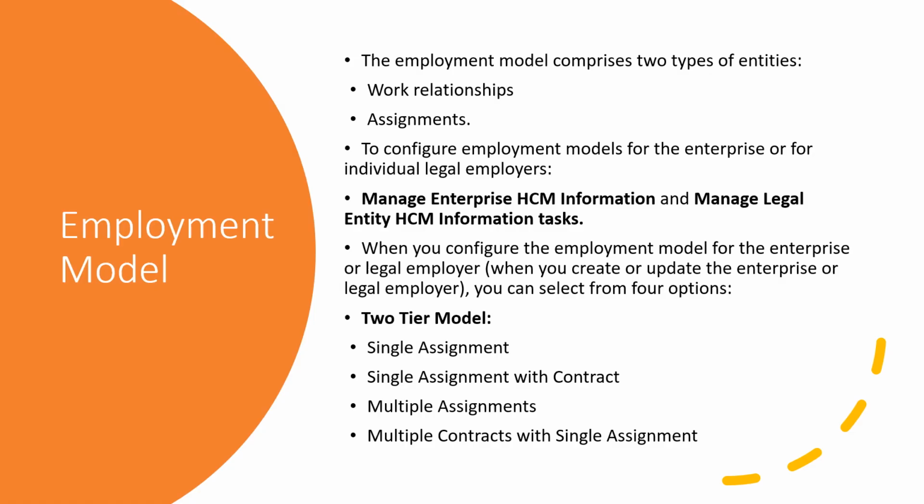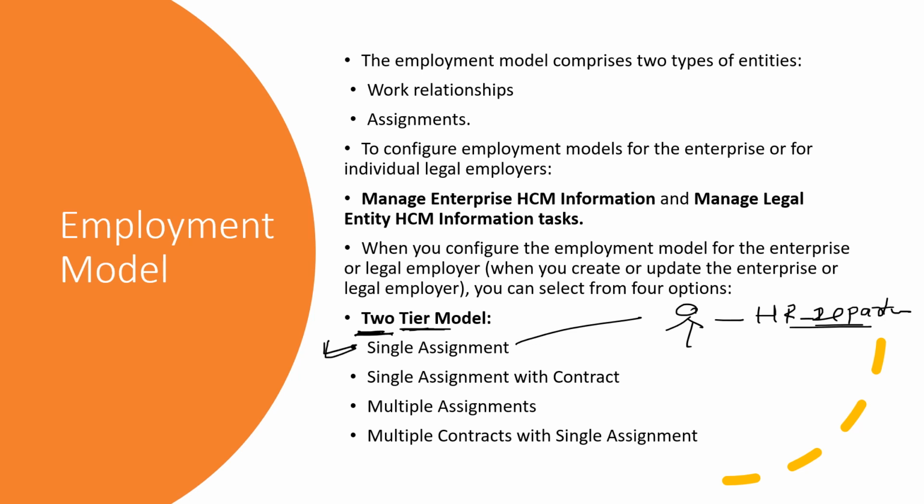Now let us see some more detail. When we talk about the two-tier model, I will explain that first. Under the two-tier model, we have a single assignment. What does it mean? If I am a person working in the HR department, I have one single assignment, working in the HR department, so it will be defined as two-tier single assignment.